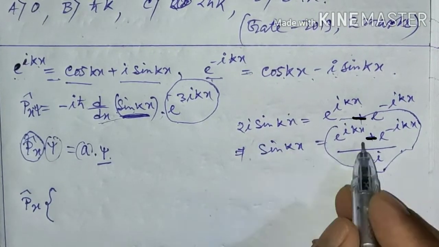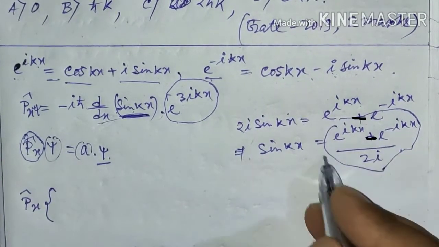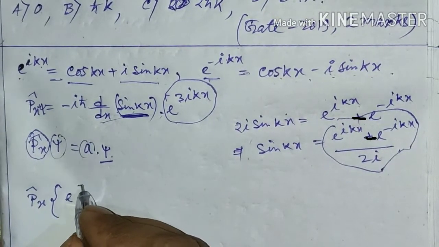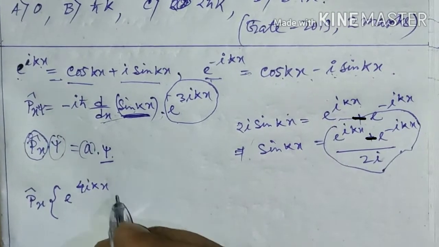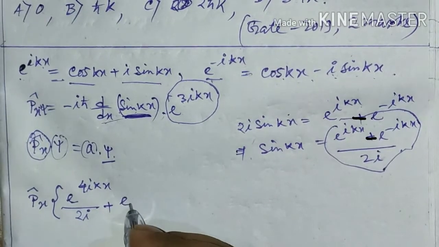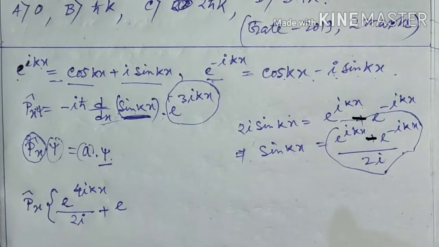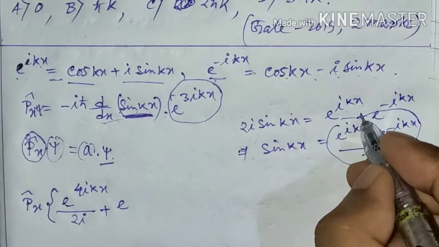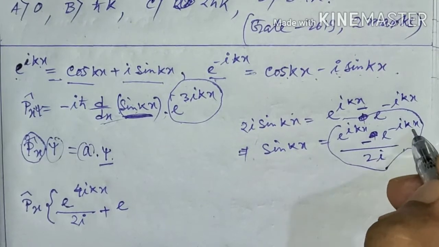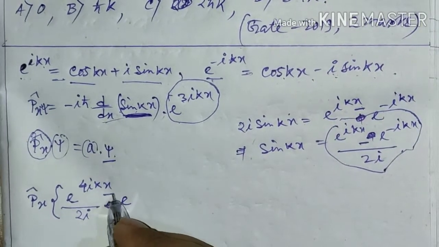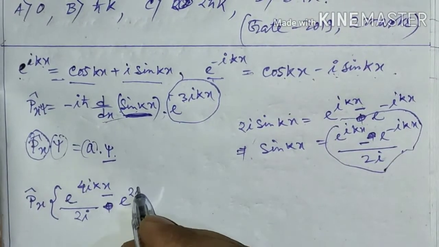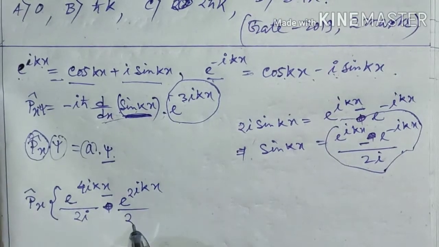Now if we put this value in this equation, in place of sin kx we are writing this, and we have to multiply this term with e to the power 3ikx. That means we can write e to the power 4ikx divided by 2i plus, here we are just subtracting, so it will be minus, e to the ikx minus e to the minus ikx. So it will be e to the minus 3ikx minus ikx, that is 2ikx, divided by 2i.